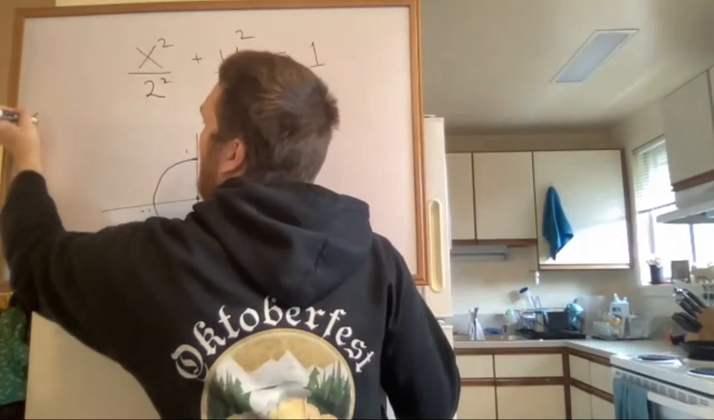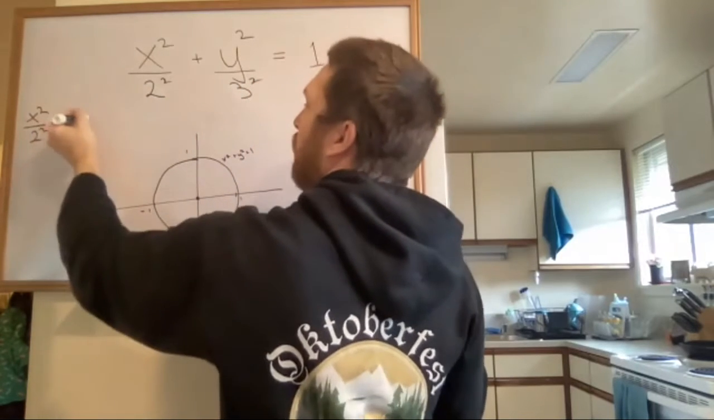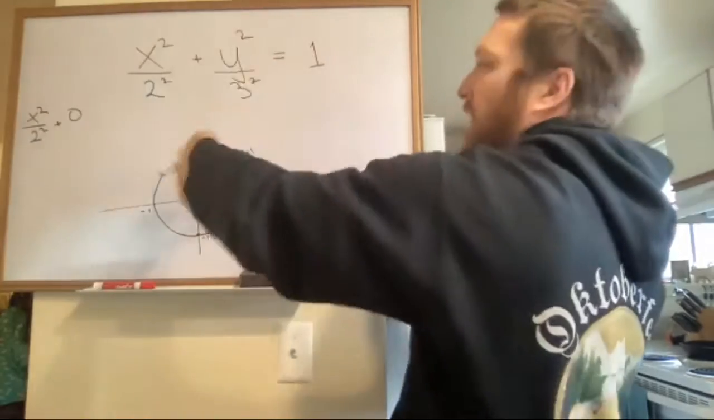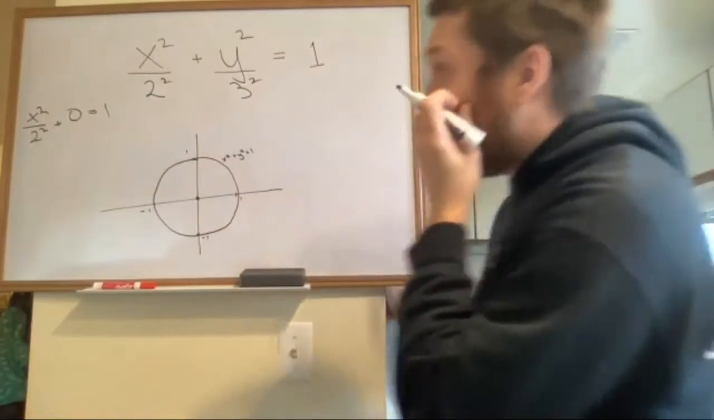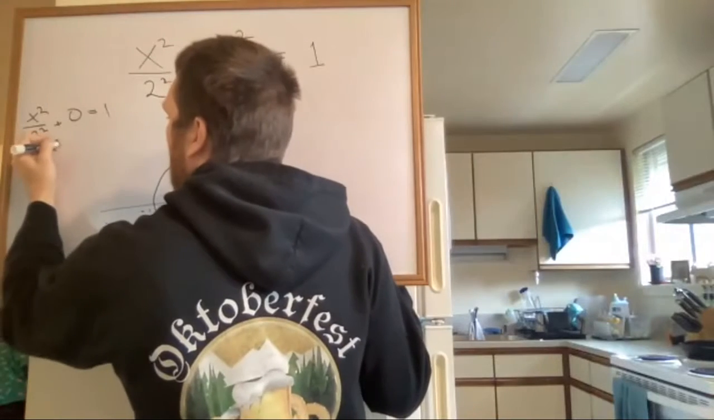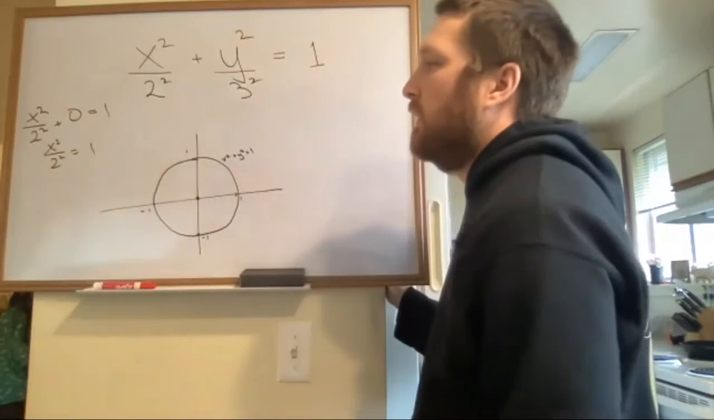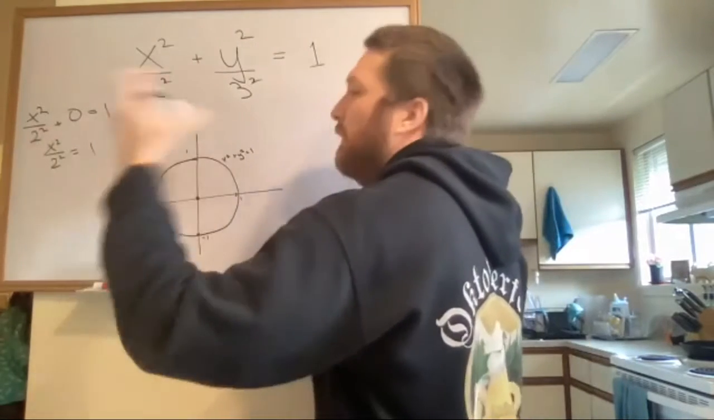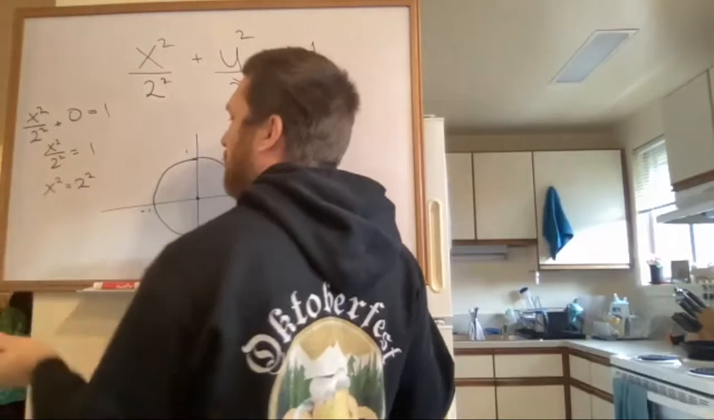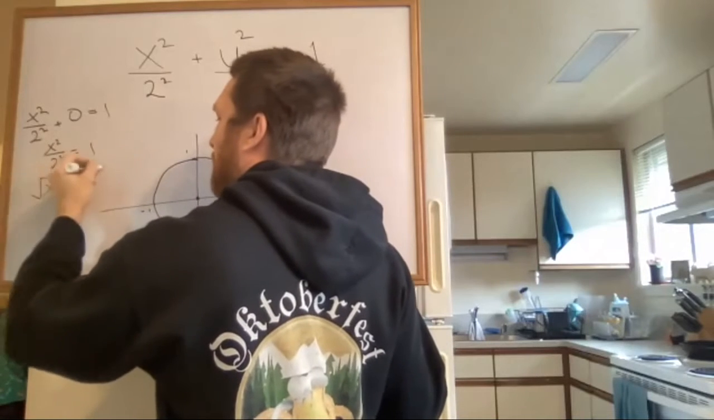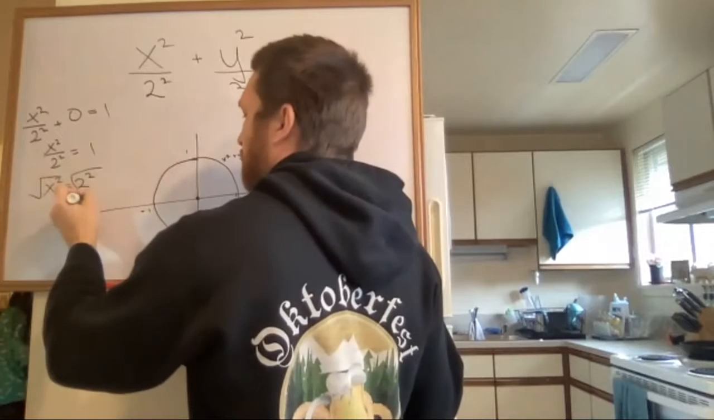So I will have x squared over 2 squared plus a big fat 0 over, it doesn't matter, a 0 is going to make that whole thing go away. Now I just have a 1. And so I have x squared over 2 squared equals 1. Let's get rid of the denominator. Multiply both sides by 2 squared. I get x squared equals 2 squared. Take the square root of both sides, and I get a plus or minus. Well, the square root of 2 squared is just 2.